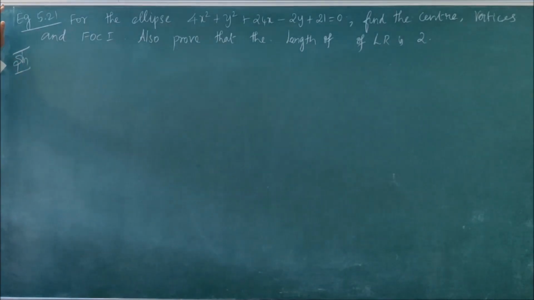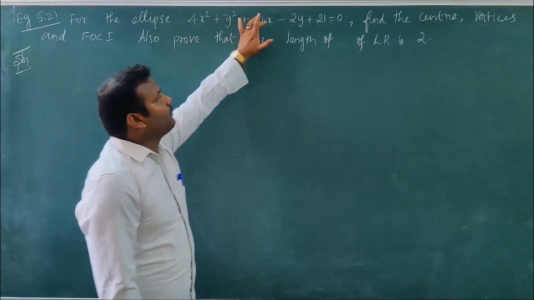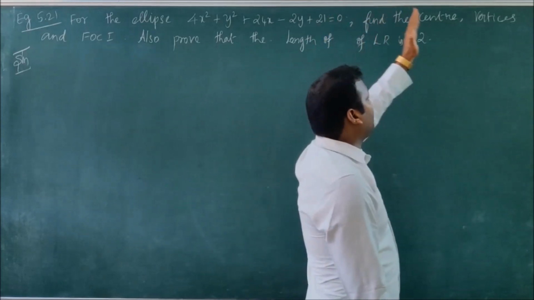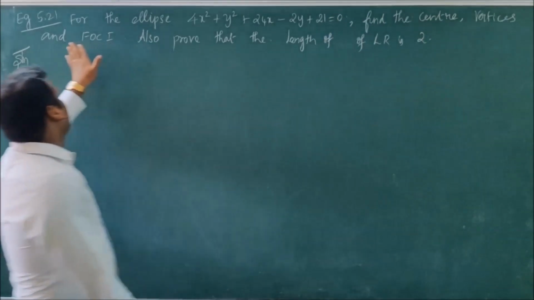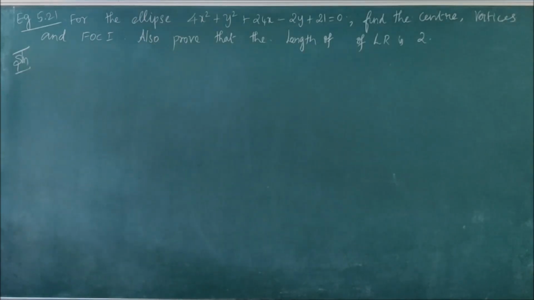So, example 5.21. This type of problem is very important from the examination point of view. For the ellipse 4x square plus y square plus 24x minus 2y plus 21 equal to 0, find the center, foci, vertices. Also prove that the length of the latus rectum is 2.